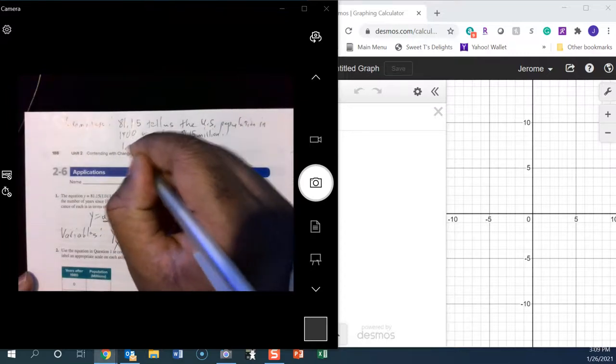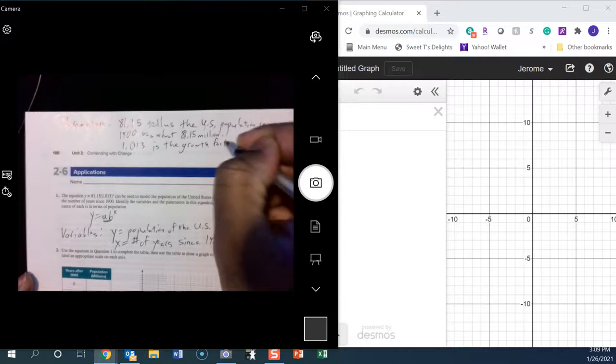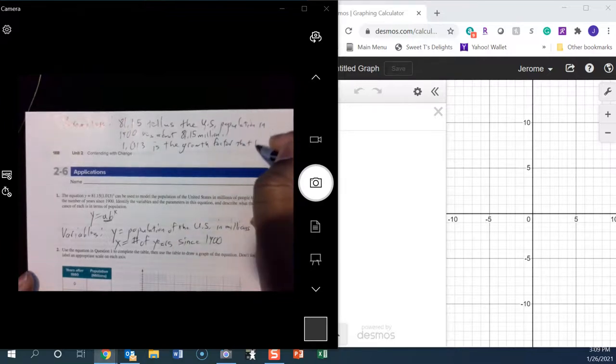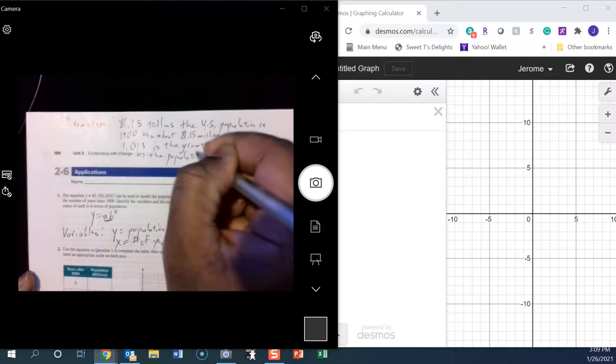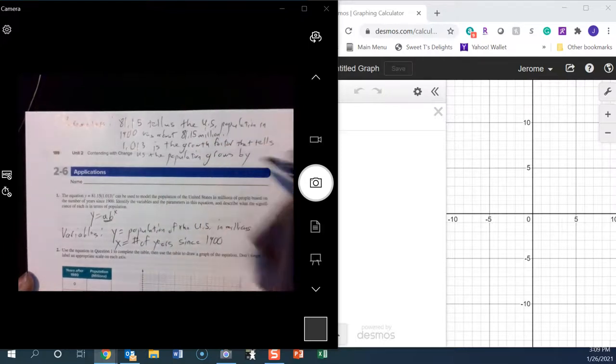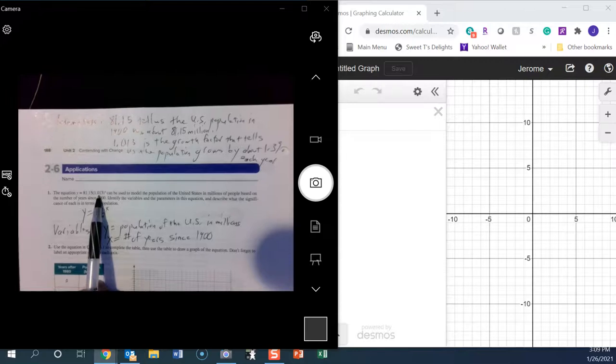Now, the 1.013 is the growth factor. That tells us the population grows by about 1.3% each year. Now, one easy way you could tell whether something is growing or whether it's decaying when you're looking at the formula: if what's in the parenthesis is above 1, that means that it's growing. If it's below 1, that means that it's decaying. Does everyone follow that?